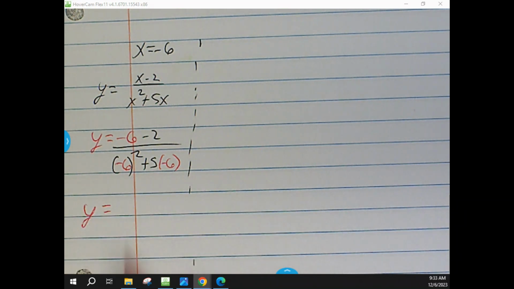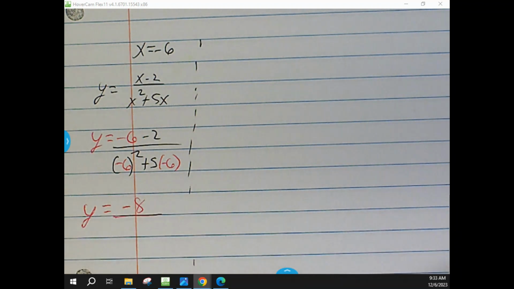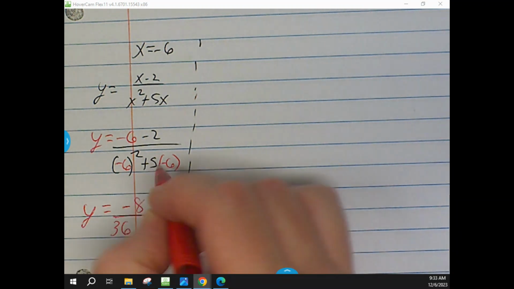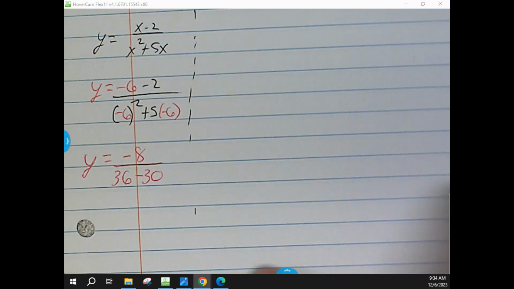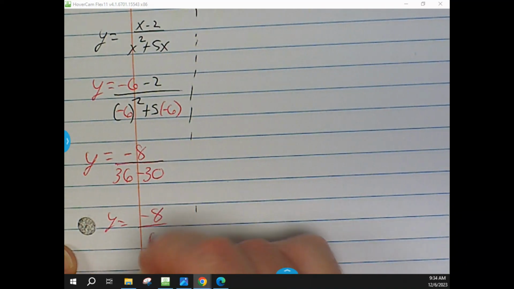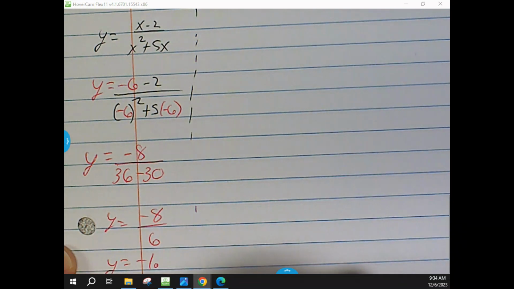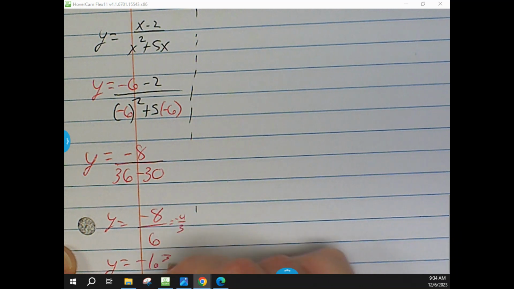Top part's pretty easy. Just negative 6 minus 2, that's a negative 8. Bottom part, we've got 6 squared is 36. 5 times negative 6 is negative 30. That's negative 8 over 6. That is about negative 1 point... It's negative 4/3. So it's negative 1.3, repeating.